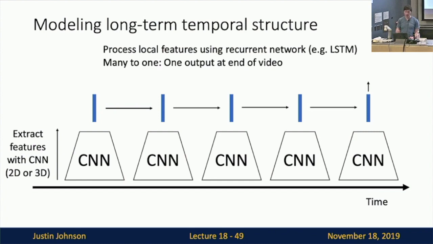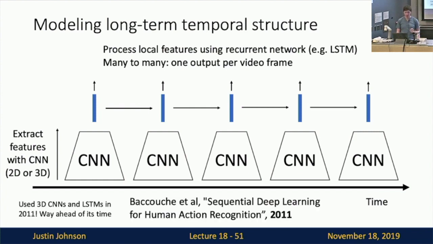And then we could use a many-to-one operation. If we wanted to make a single classification decision at the end of the video, we could use the final RNN hidden state to make the prediction over the entire video sequence. Or we could also do a many-to-many task and make a set of predictions at every point in time over the video.